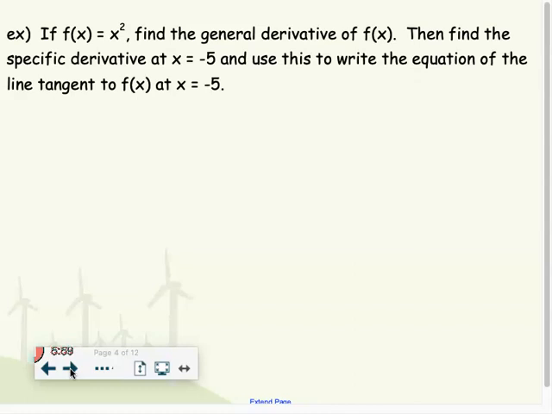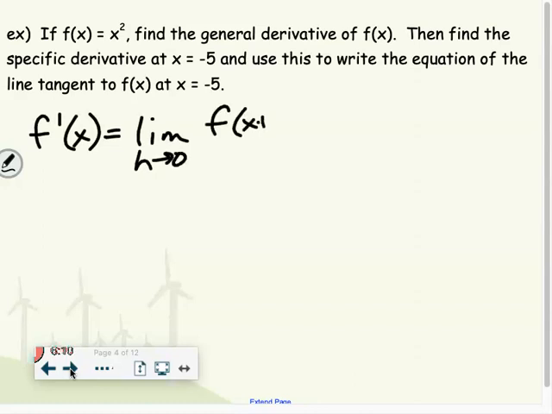Do you want me to write the formula? Here, I'll write the formula just in case you need it. f prime of x is the limit as h approaches 0 of f of x plus h minus f of x over h. That's your formula.